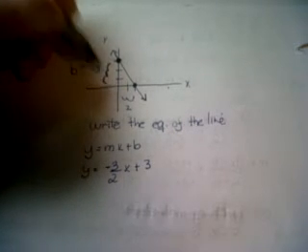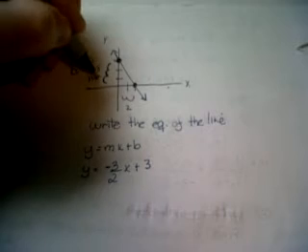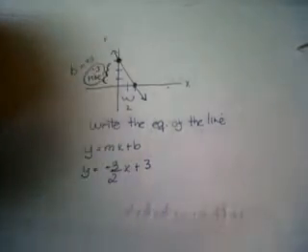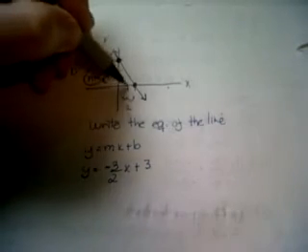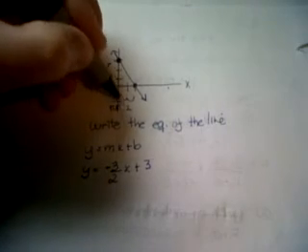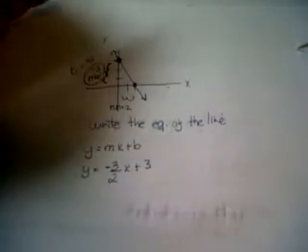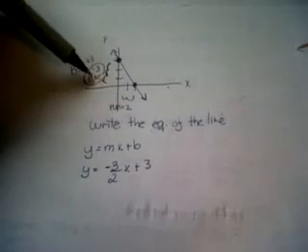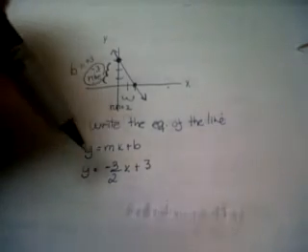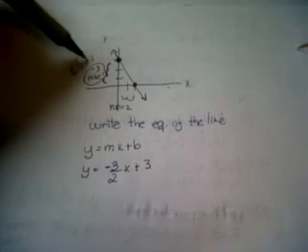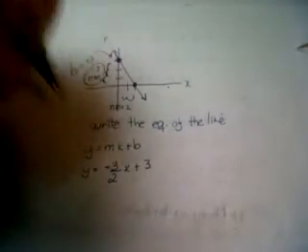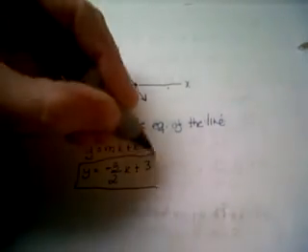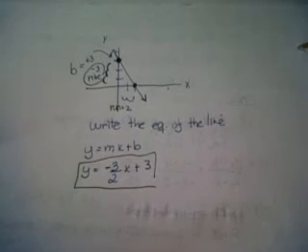Well, I had to go down 3. So my rise was a negative 3. I had to run over 1, 2. So my run is equal to 2. So I have my rise over my run, which is slope, is negative 3 over 2, plus my y-intercept, which was 3. There's my equation of a line. Y equals negative 3/2 x plus 3.